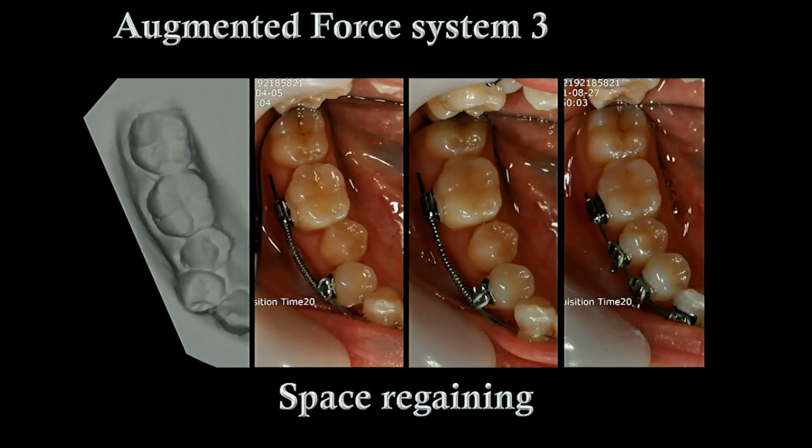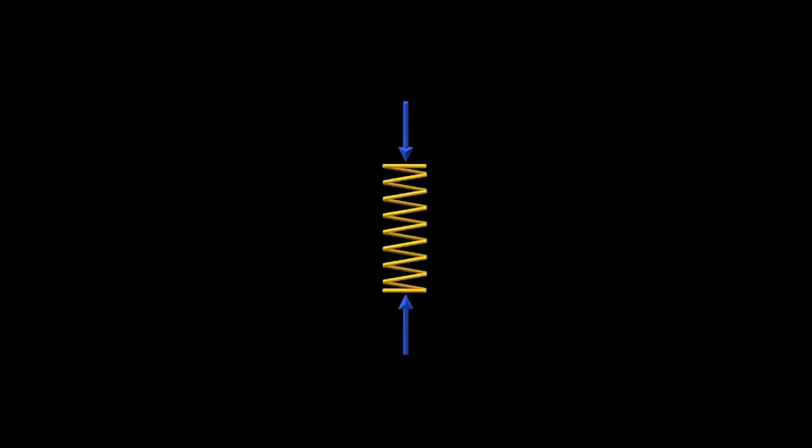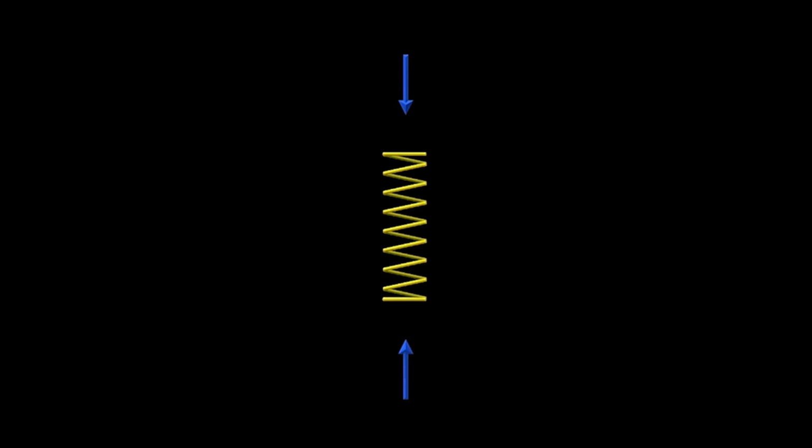Perhaps an open coil spring is one of the most frequently used appliances in case of space inadequacy. However, an open coil spring has a certain limitation. Theoretically, the open coil spring can be compressed like this, but it is unlikely to happen in real life.